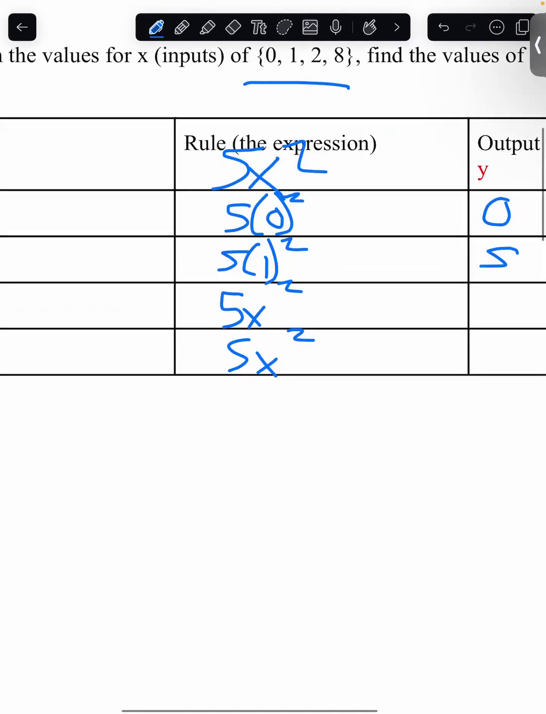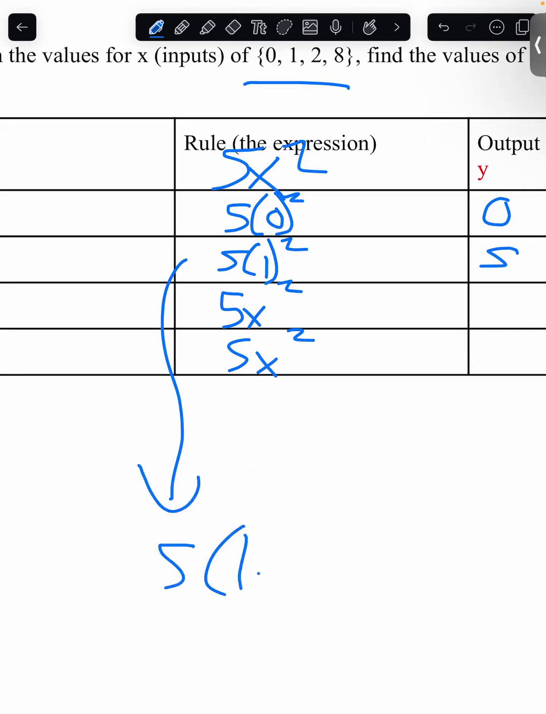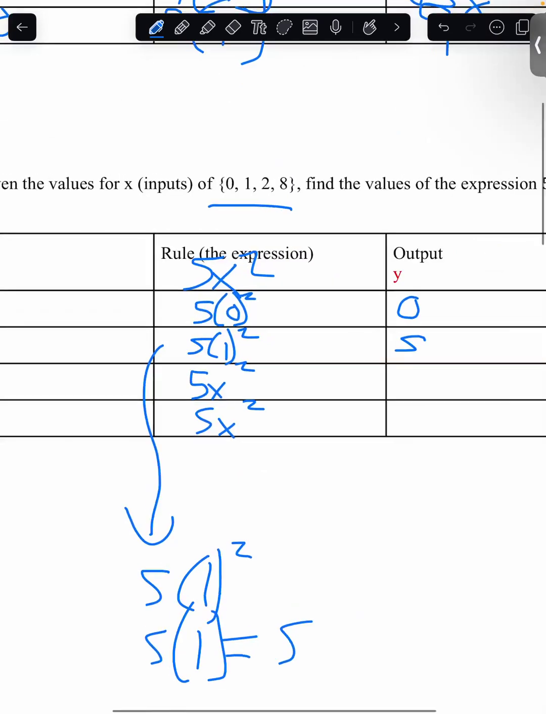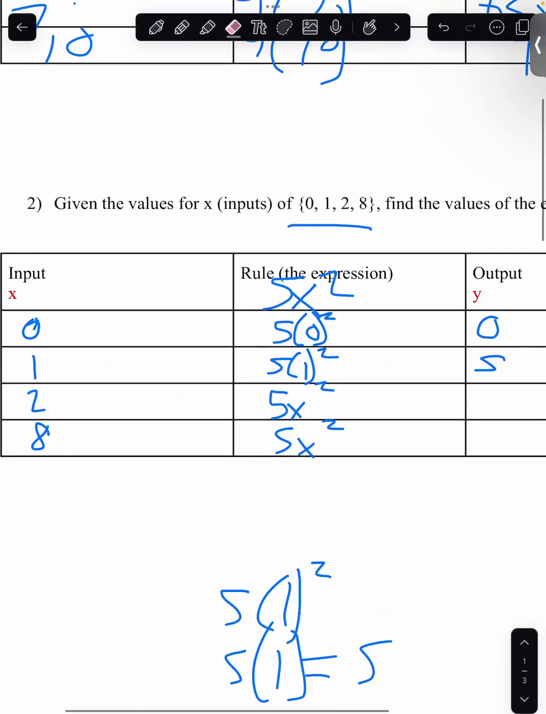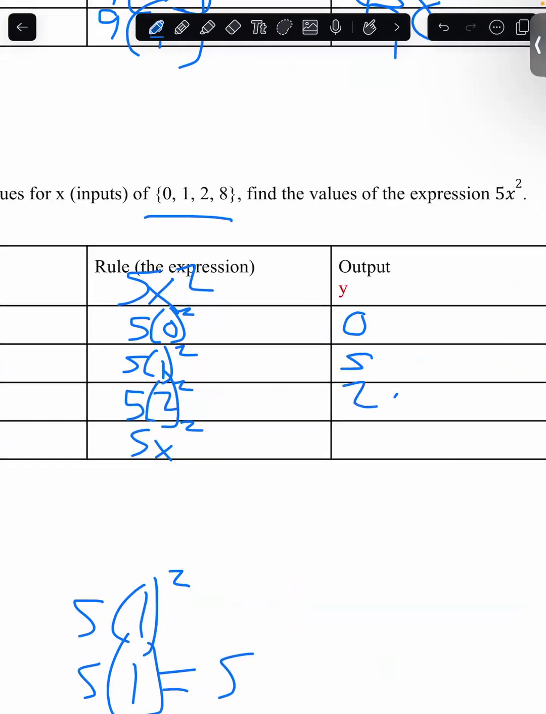Okay, now it is possible, and on some of these you definitely will need to, where you take this and it's like, I need to, 1 times 1 is 1, and then probably not on that one, but you're going to need to do some work like that on some of them. All right, next we have 2. Take the x out, put the 2 in. So 2 to the second power is 4. 2 times 2 is 4. Times 5 is 20.